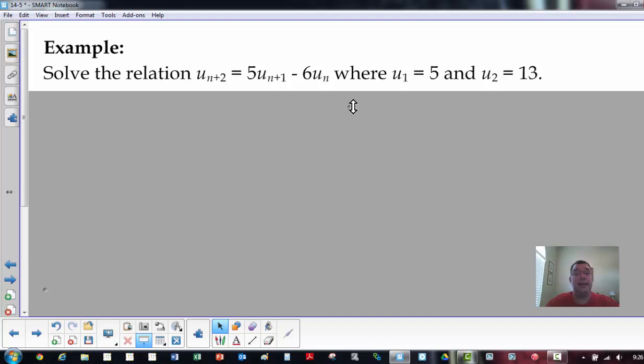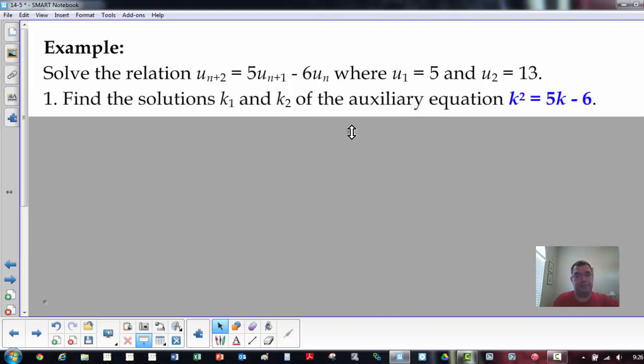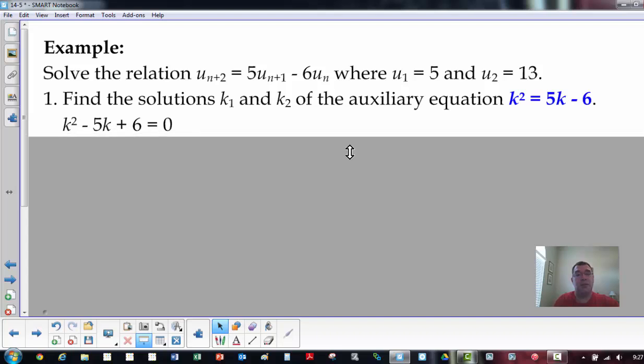We have that the (n+2)th term is equal to 5 times the (n+1)th term minus 6 times the nth term, where the first term is 5 and the second term is 13. All right, so my a, which is the coefficient of the (n+1)th term, that's 5. And my b, that's the coefficient of the nth term, that's negative 6. So my auxiliary equation is k squared equals 5k minus 6.